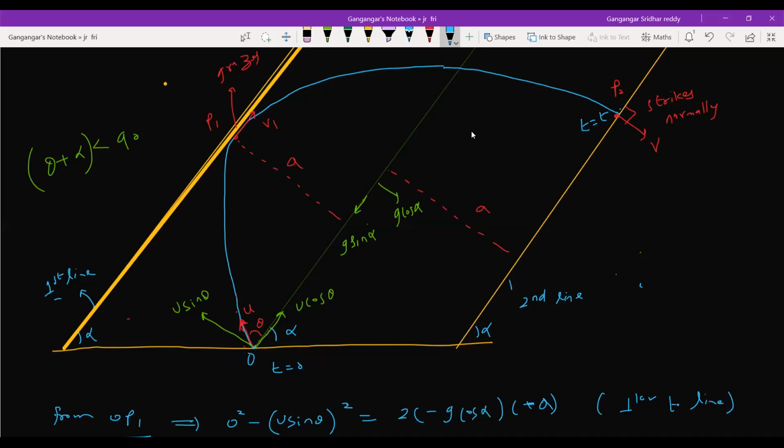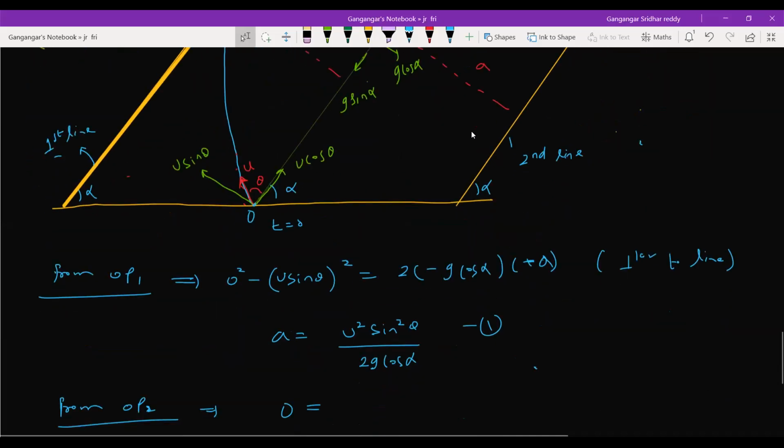Just only see, like u sine theta. What happened to the perpendicular component? It will be 0, no, at point P1. Am I right? Yes, sir. Understood. Okay, got it. I think a little bit of confusion. Shall I go down? Yes, sir, you may go down. Okay, fine. Now we'll come for now.